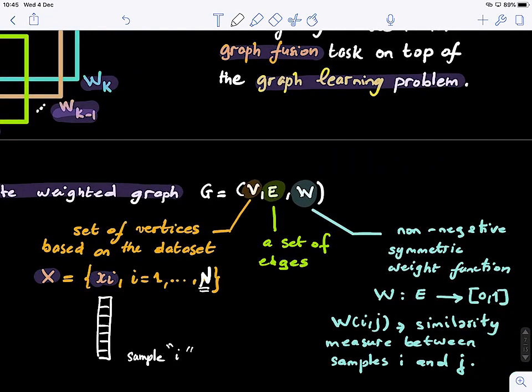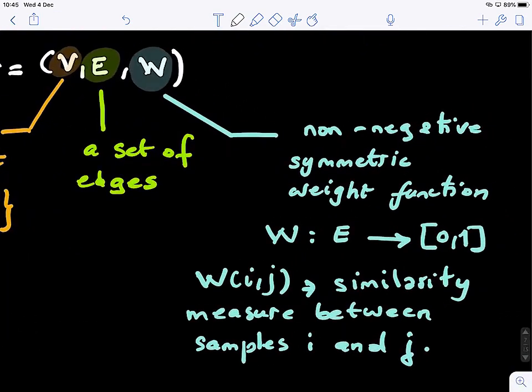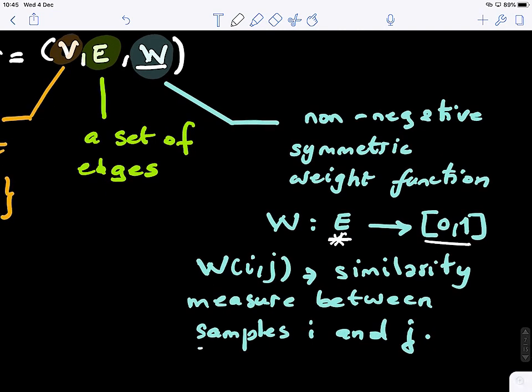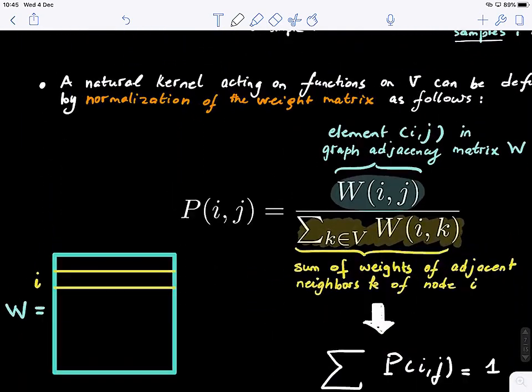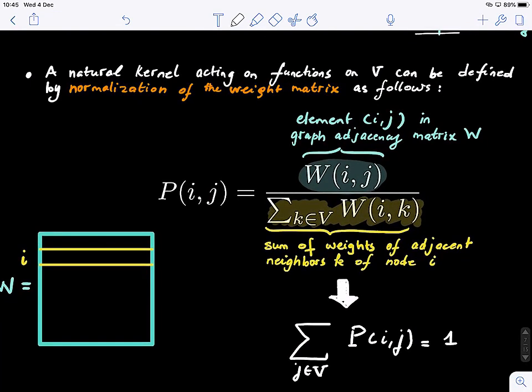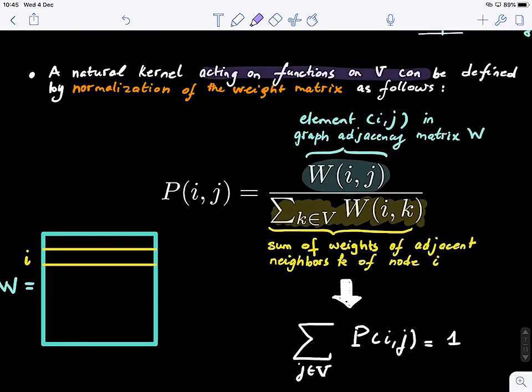Then I have a set of edges, and the most important part here is the matrix W. So the W is a non-negative symmetric weight function or matrix, and it's mapping each edge in the set E to a value between 0 and 1. And it's a similarity measure between samples. Okay, for example, here, sample I and sample J. Now, a natural kernel acting on the nodes V in the graph can be defined by normalization of the weight matrix. This is a typical way of doing this, and we've seen this in the previous lecture.